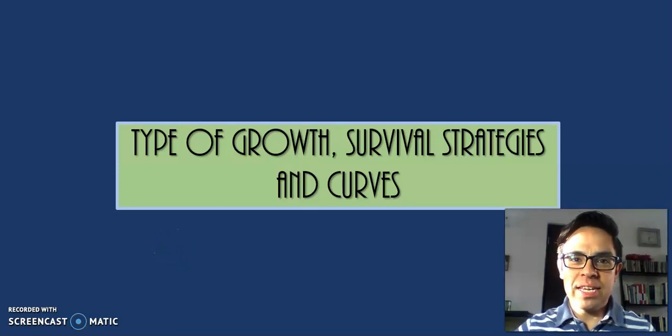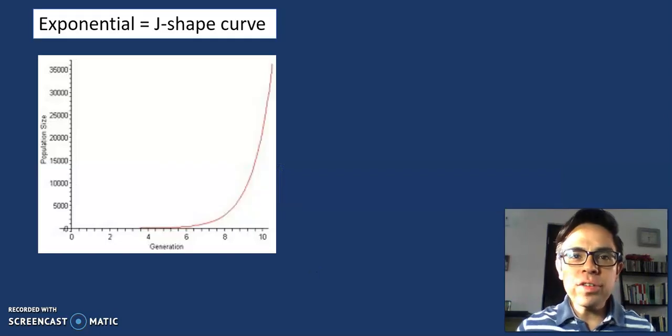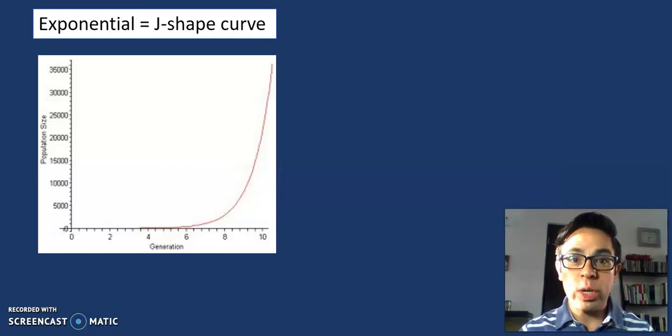Today we're going to see in this video types of growth, survival strategies, and survivorship curves. Let's go to it. Now, the first thing you need to remember is that we are going to have two types of growth. The first one is known as exponential growth. It belongs with a J-shaped curve.